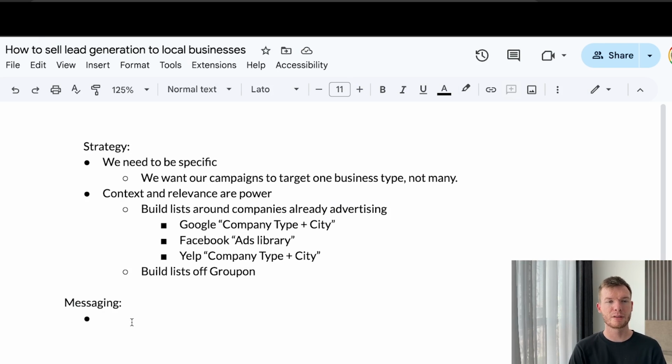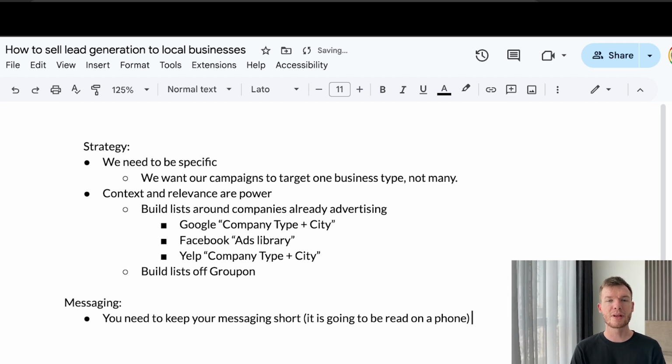Now, moving on to the next thing in terms of our actual messaging to these people. With messaging, the first thing for any local business is you need to keep your messaging short. It is going to be read on a phone. If you think somebody who sells roofing or is a plumber is going to be sitting under a computer all day taking Zoom meetings, you are wrong. They are going job site to job site operating off their phone. Your message needs to be very short.